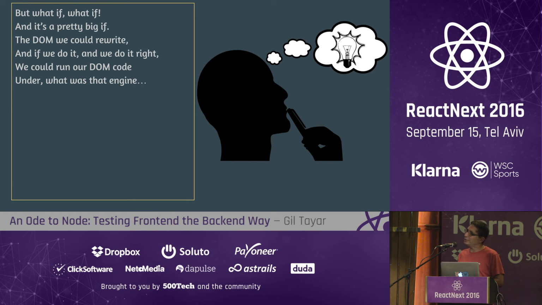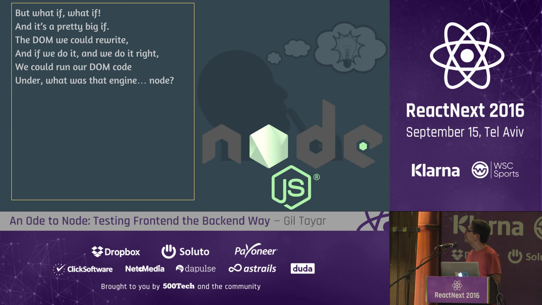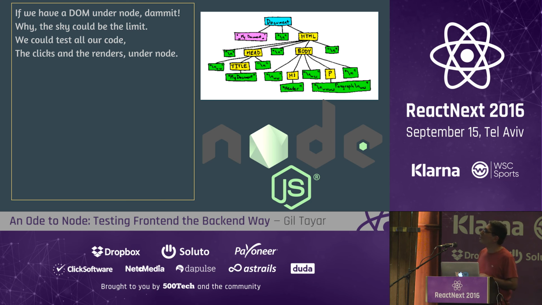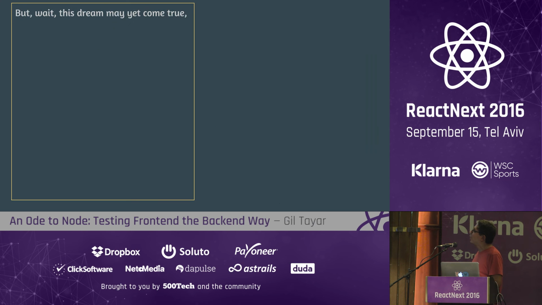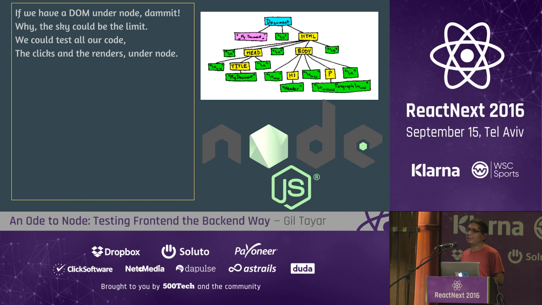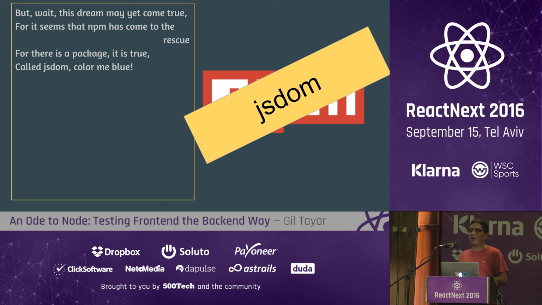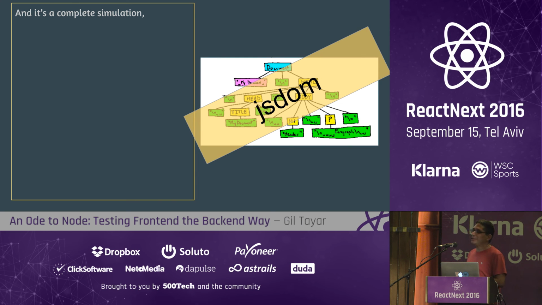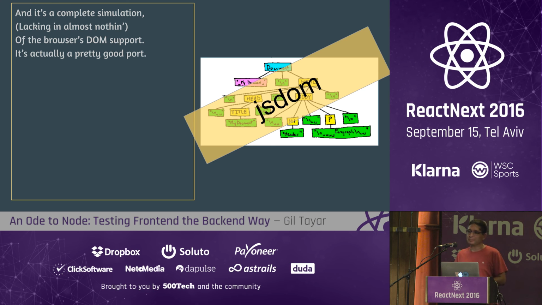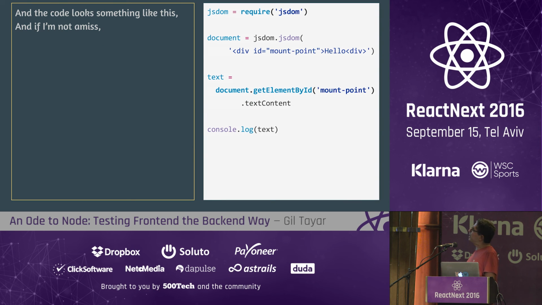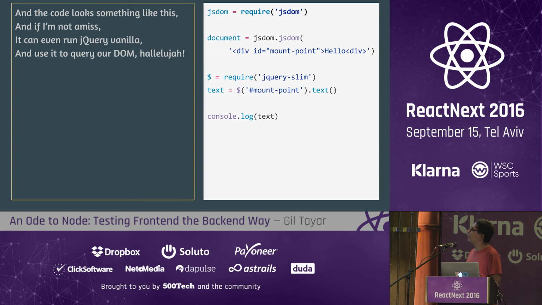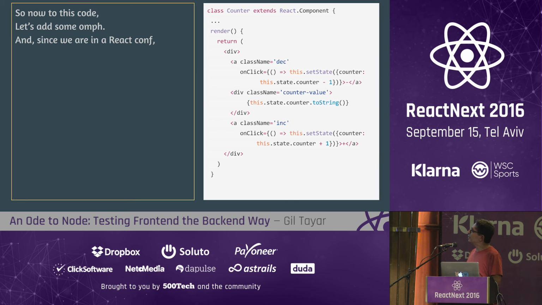But what if, and it's a pretty big if, the DOM we could rewrite, and if we do it, and we do it right, we could run our DOM code under, what was that engine? Node. If we have a DOM under the Node, damn it, why, the sky could be the limit. We could test all our code, the clicks and the renders under Node. But wait, this dream may yet come true, for it seems that NPM has come to the rescue. For there is a package, it is true, called jsdom, color me blue. And it's a complete simulation, lacking in almost nothing, of the browser's DOM support. It's actually a pretty good port. And the code looks something like this. And if I'm not amiss, it can even run jQuery vanilla and use it to query our DOM. Hallelujah.